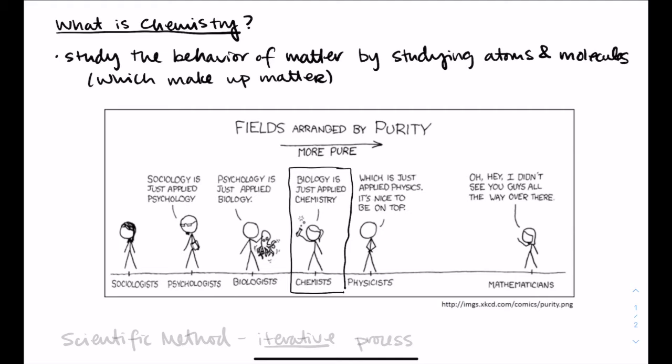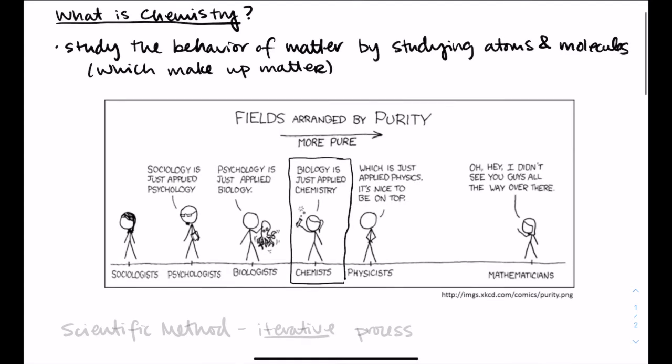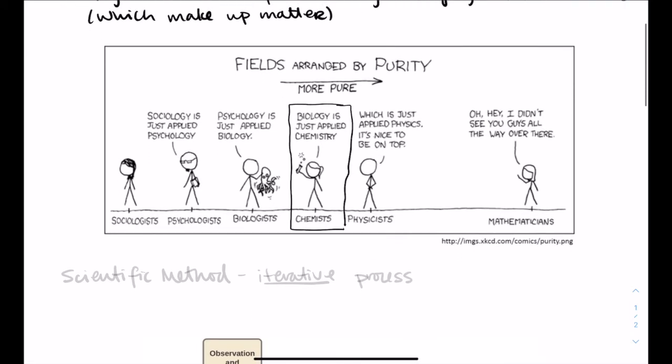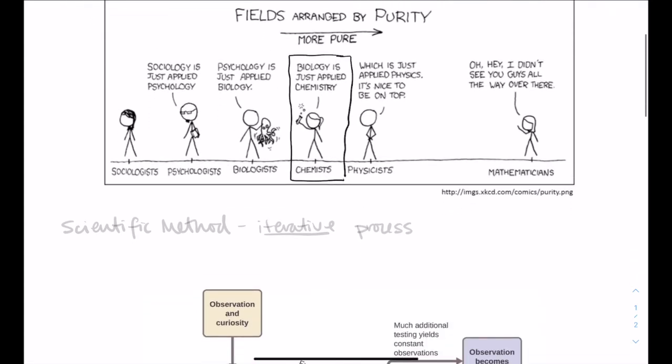And learning chemistry is important to go on to things like biology and psychology, because those are applied forms of the chemistry that we learn in this class. So the way that we study chemistry or any of the sciences is with a scientific approach, which you've probably heard called the scientific method before.